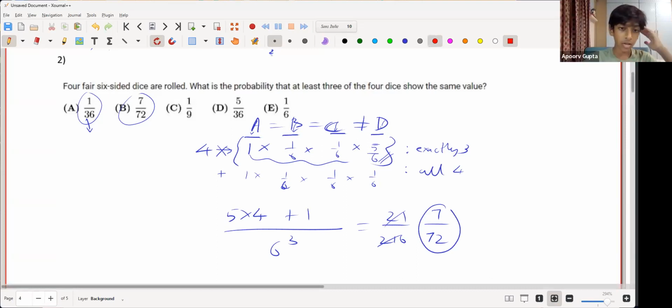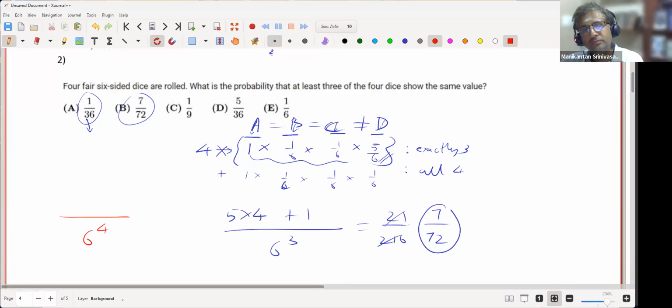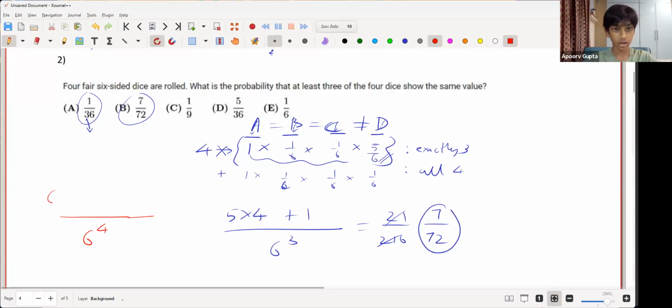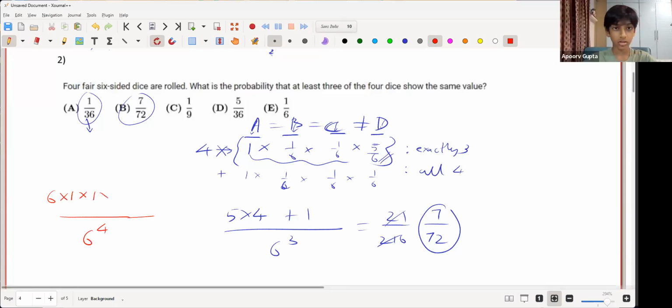So instead of making 2 cases, what I did was I said the total number of cases is just 6 to the power 4. And then the cases that are favorable are 6 into 1 into 1 into 6. Okay, what is the 6 into 1 into 1 into 6, please?